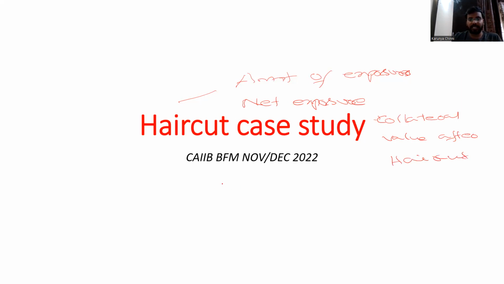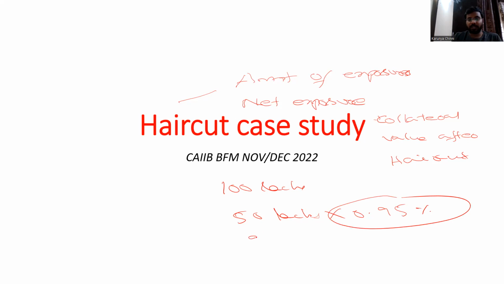Let us suppose they gave a 100 lakhs loan, and we have a collateral of 50 lakhs. But what we bankers will do is take this value as 95% instead of 100% of that value. So the net value will become 47.5 lakhs. The 50 lakhs collateral value will become 47.5 lakhs.